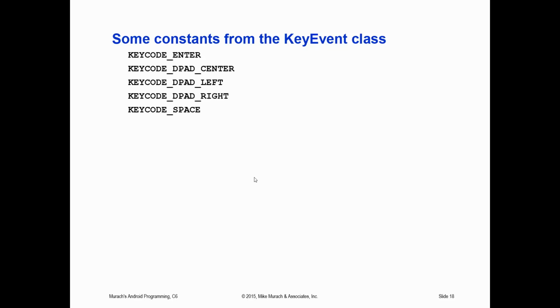KEYCODE_ENTER is the Enter key on a hard keyboard. KEYCODE_DPAD_CENTER is the center key on the D-pad. KEYCODE_DPAD_LEFT is the left key on the D-pad. KEYCODE_DPAD_RIGHT is the right key on the D-pad. And KEYCODE_SPACE is the space key on the hard keyboard.